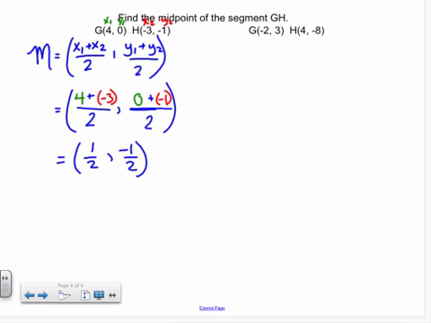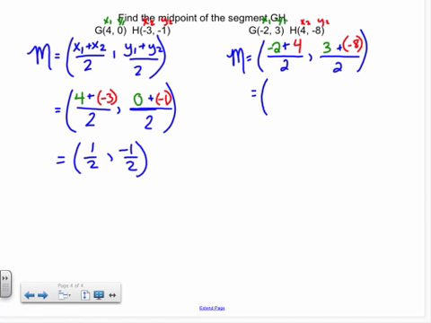In our next example, point G has the coordinates (negative 2, 3), and H has the coordinates (4, negative 8). Again, we'll label G (x1, y1), and we'll label H (x2, y2). Then we'll just plug them into the midpoint formula. So x1 is negative 2, x2 is 4. Those need to be added and then divided by 2. For the y values, y1 is 3, y2 is negative 8. They need to be added and divided by 2.